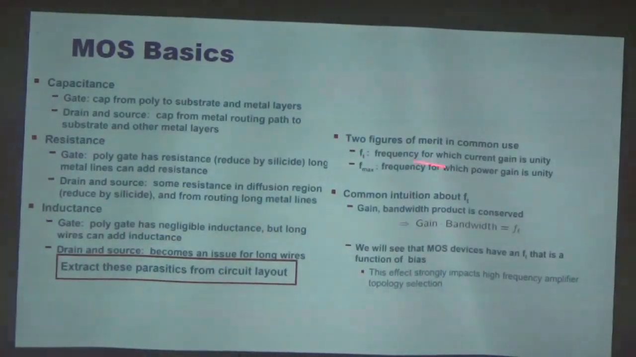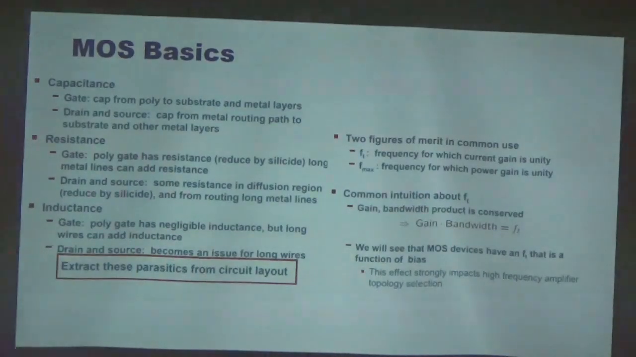So one of the major, just now I told that you will FT, which is nothing but unity gain frequency, or the frequency for which current gain is unity, and other important factor is Fmax, where the power gain becomes unity. So these are very fundamental parameters of any semiconductor technology, which is very important for your high-speed designs or RF integrated designs. Another important parameter is the gain bandwidth product.